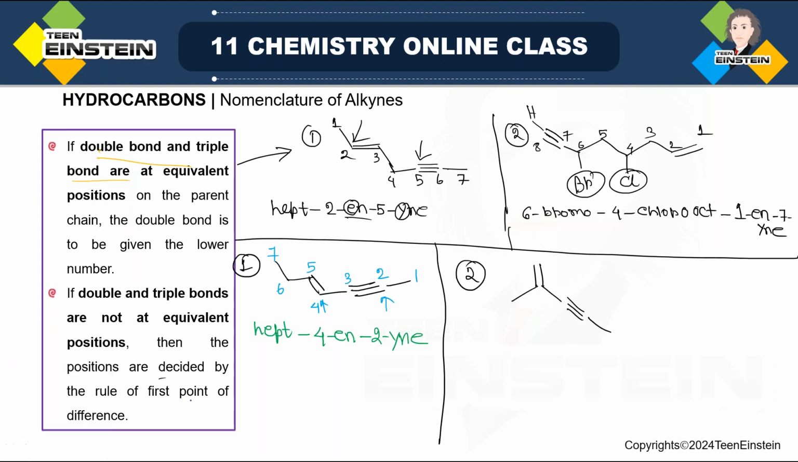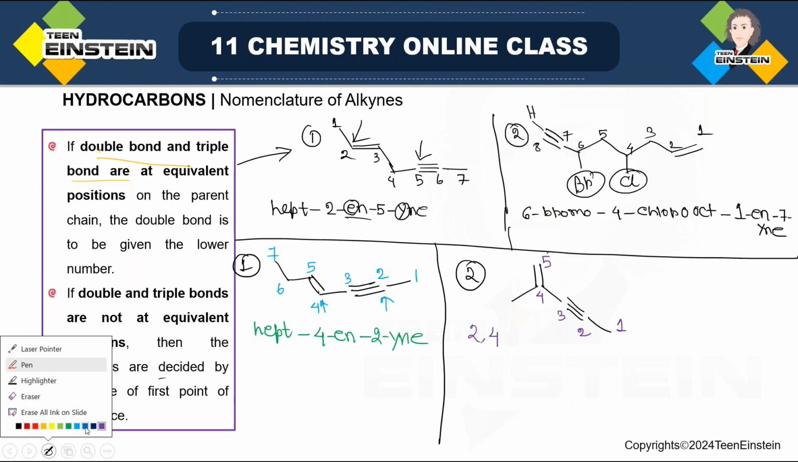Now I will start numbering. Suppose I'm doing the numbering like this: 4, 5. Now don't move to the other side. Both, that is the unsaturation part, must be in the parent chain. So if you are doing so, the triple bond is getting position 2 and the double bond is getting position 4.